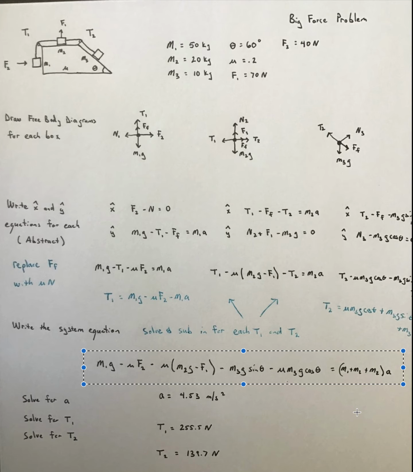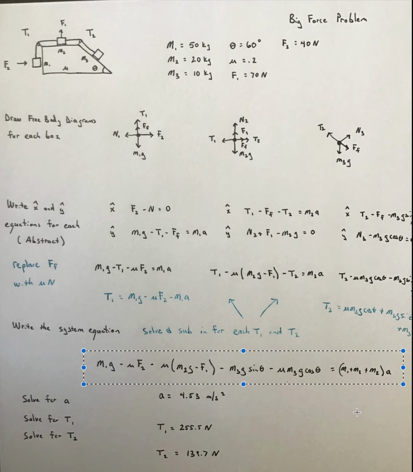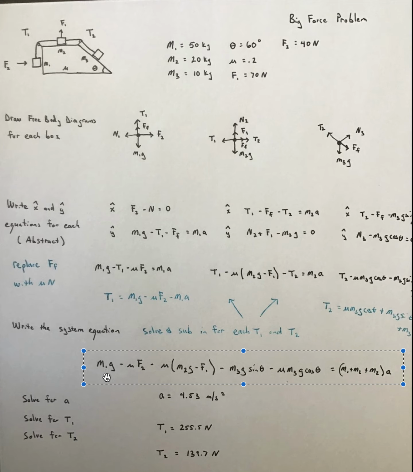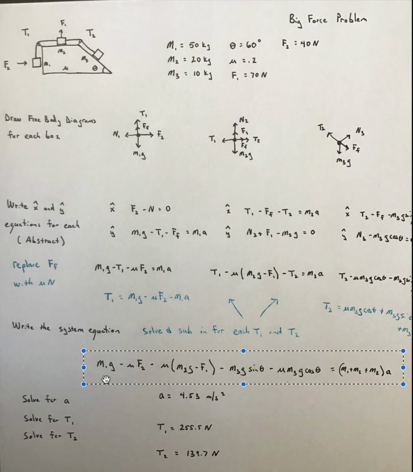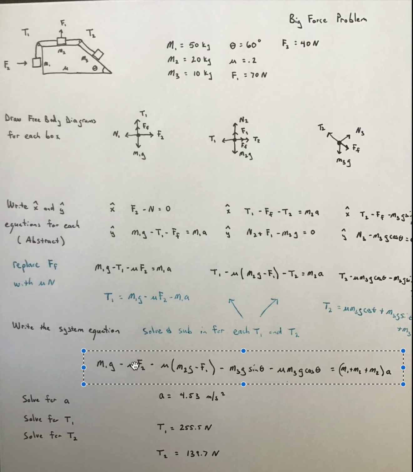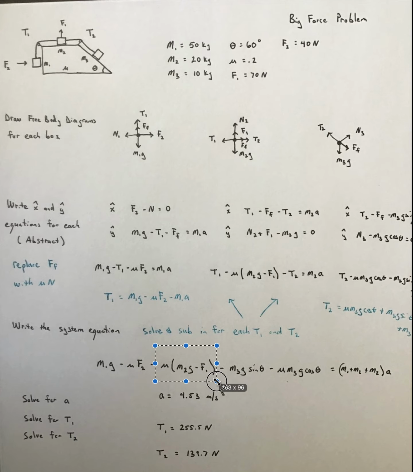Run a thought experiment. Ask yourself, what forces are making this system accelerate in the direction we've decided? Well, the only one is m1g. It's the only thing making it move. What's all opposing this thing from moving in that direction? Well, we have this term here. This term is the friction on m1, and that's because F2 is pushing it into the wall.